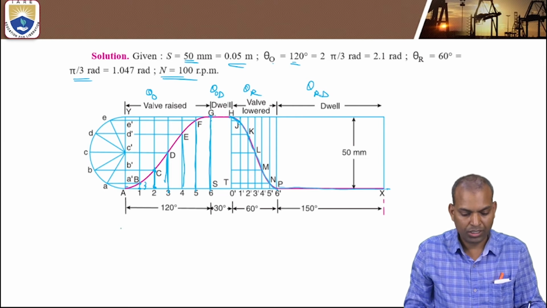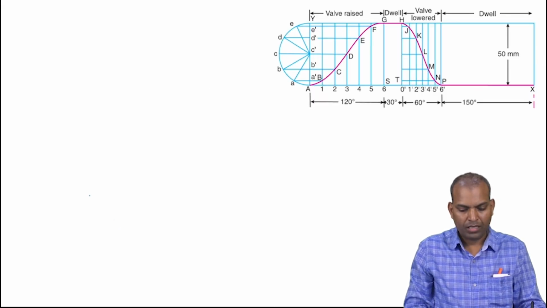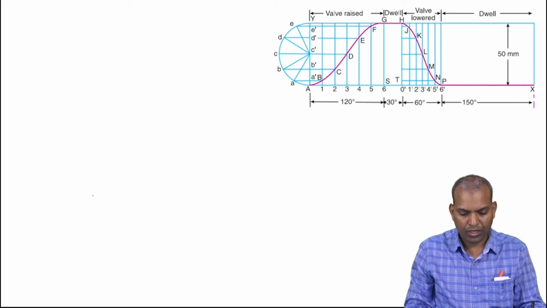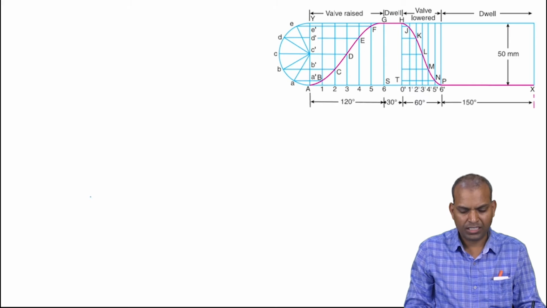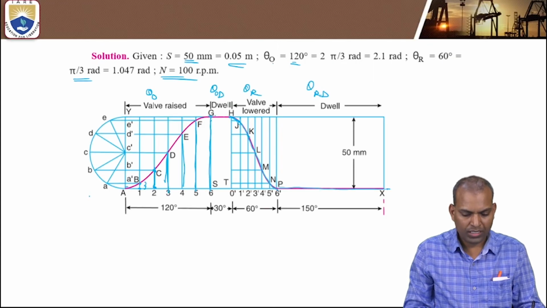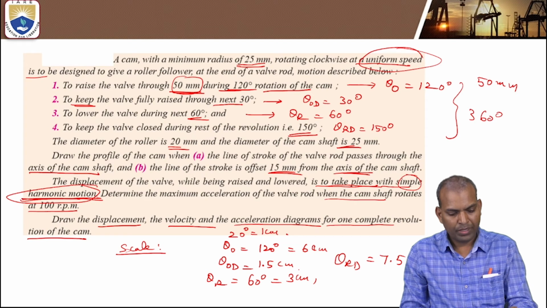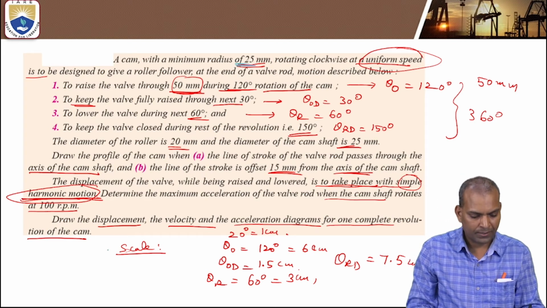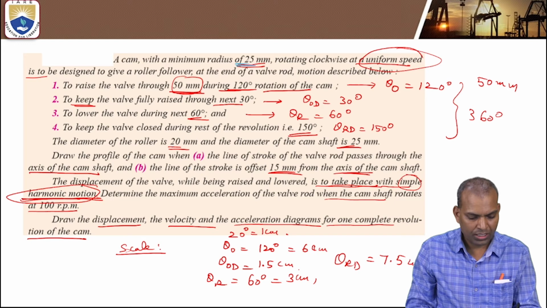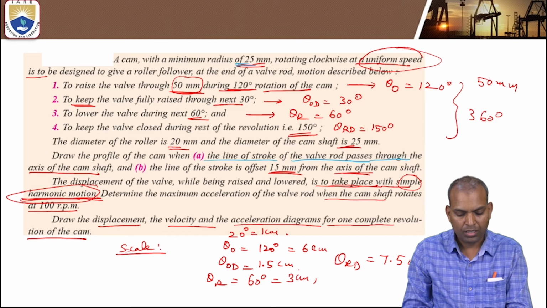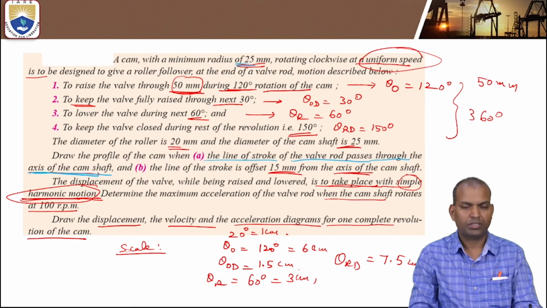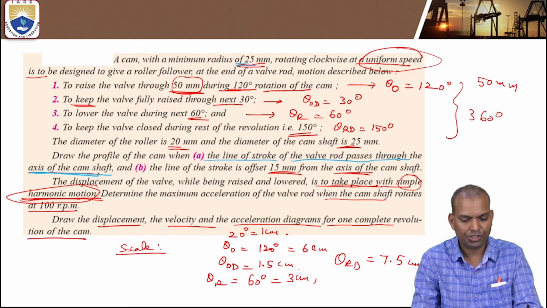Now how to draw the cam profile? This is a roller follower. We are considering only the first case, one case study: the axis of the roller follower is passing through the center of the cam. The minimum radius of the cam is 25 millimeter and the diameter of the roller is 20 millimeters. In the first case we are studying, the line of stroke of the valve rod passes through the axis of the camshaft. We are following that case study in this class.